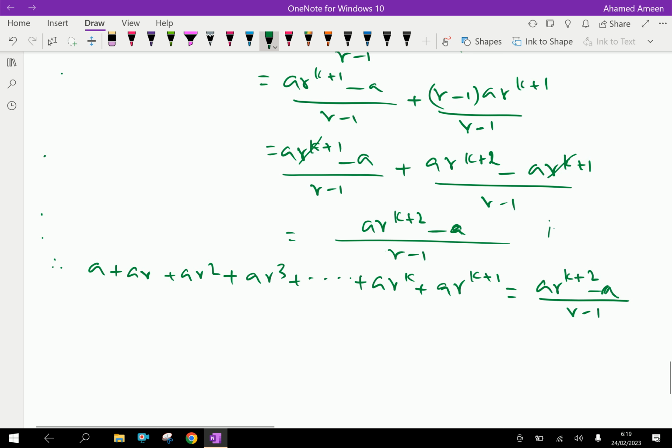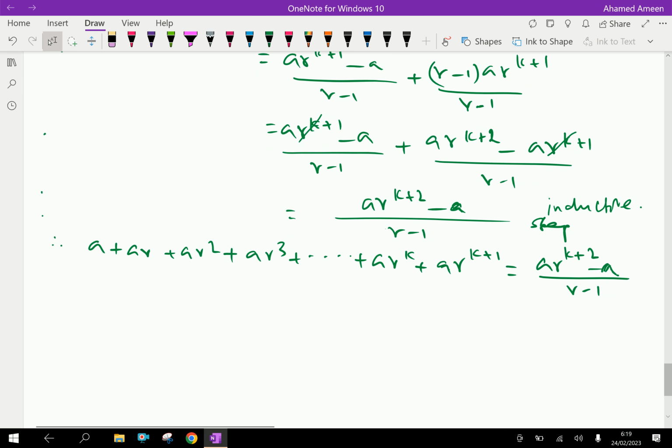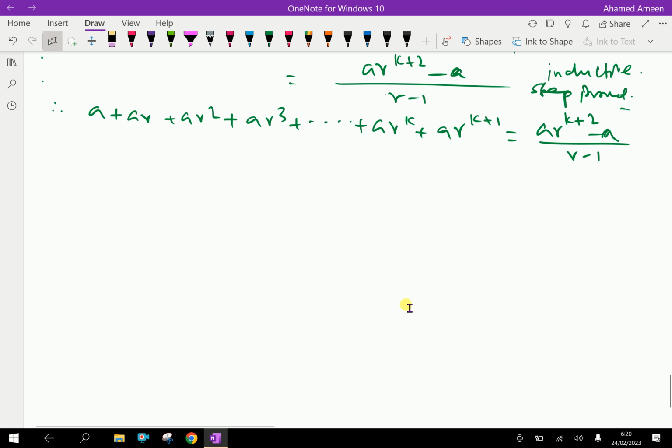The inductive step is proved. Therefore we can say, combining the last two equations, we have the relation a plus ar plus ar squared plus ar cubed plus dot dot dot ar^k plus ar^(k+1) equals (a r^(k+2) minus a) over (r minus 1). So all steps are proved, hence the relation is proved.